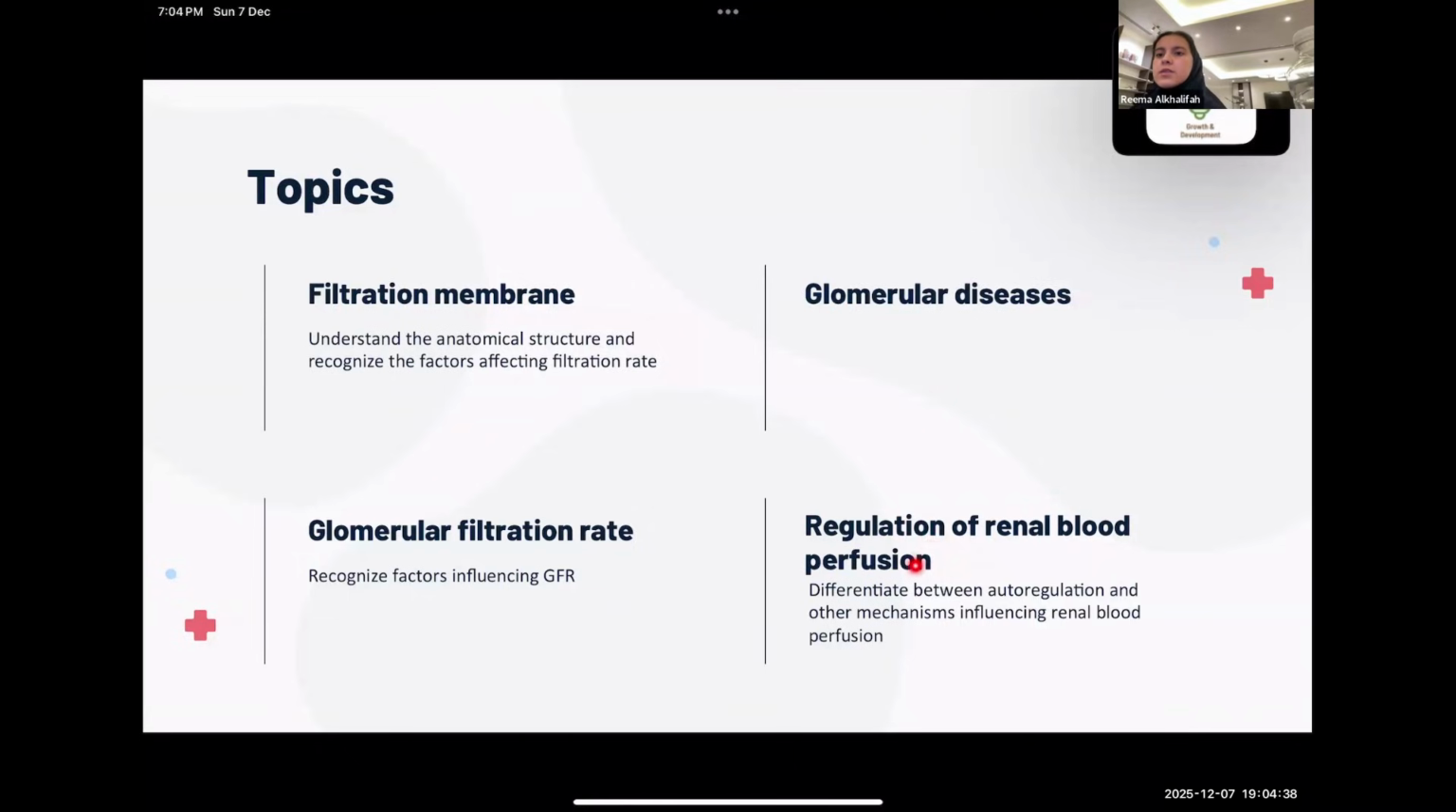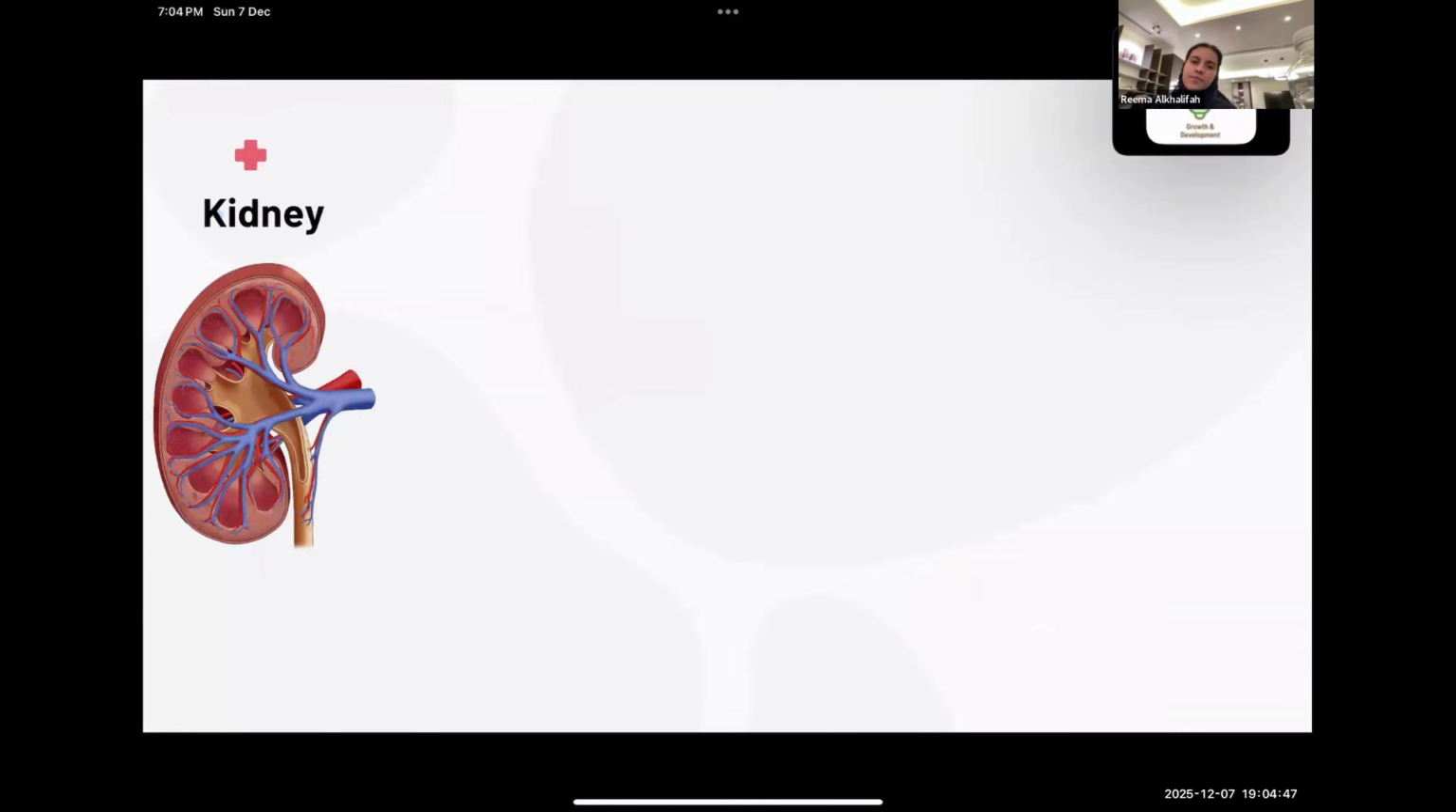And there's two types. There's autoregulation and there's the other mechanisms that we'll get into at the end of the lecture. Okay, bismillah. So before we begin, let's talk about basic anatomy. So we know this is the kidney. It has multiple functions, including the ability to excrete metabolic waste products.